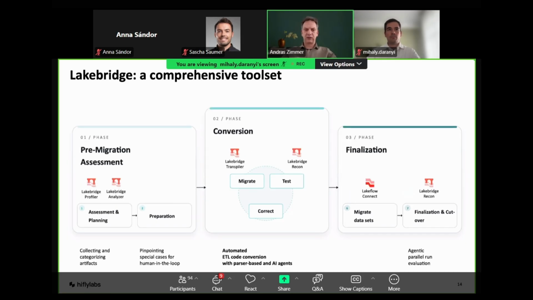These phases are very well supported by some of the Databricks tools. Databricks has a free migration tool set. It's called Lakebridge. It has a few parts to it, like the analyzer and the profiler that help to assess what needs to be migrated, and the transpiler that can convert mostly automatically Synapse SQL or other SQL code into Databricks SQL, and it has a built-in way to test the migration as well.